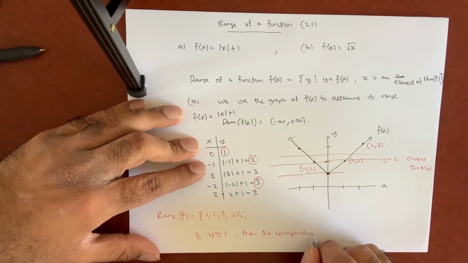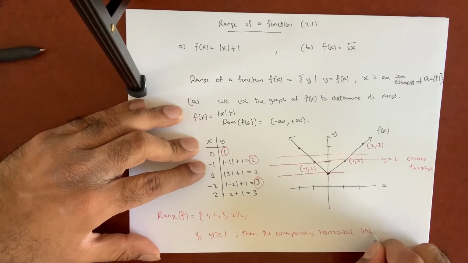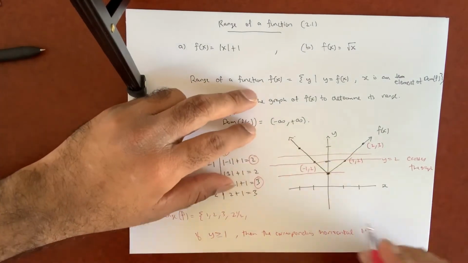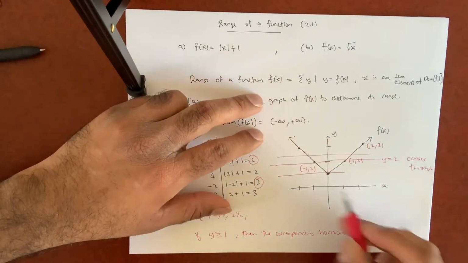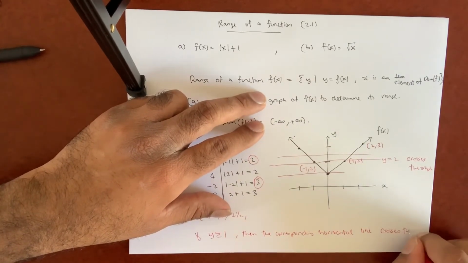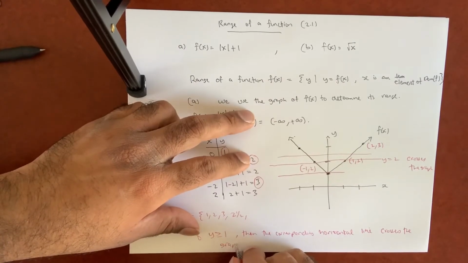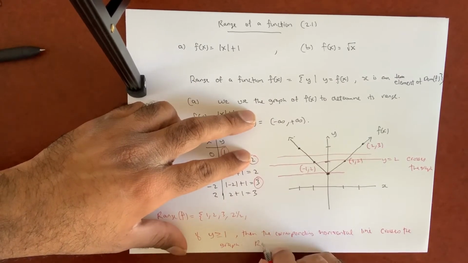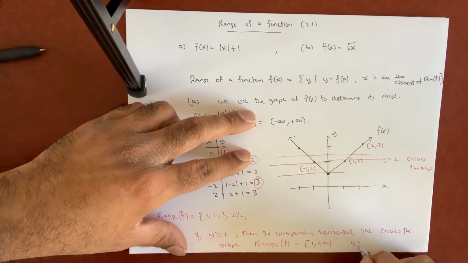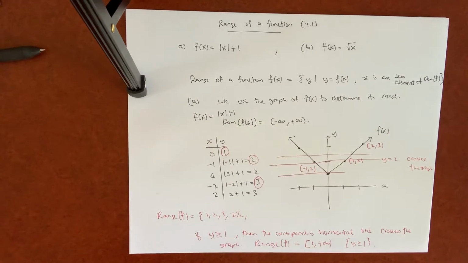So the corresponding horizontal line, whether it be 2.5 or 3 or the square root of 58, anything you have above 1, if you draw a line there, it'll cross the graph. And so the range is exactly that. So the range of f is everything beyond 1, or simply y greater than or equal to 1, if you want to think of it as an inequality. So that's the range.